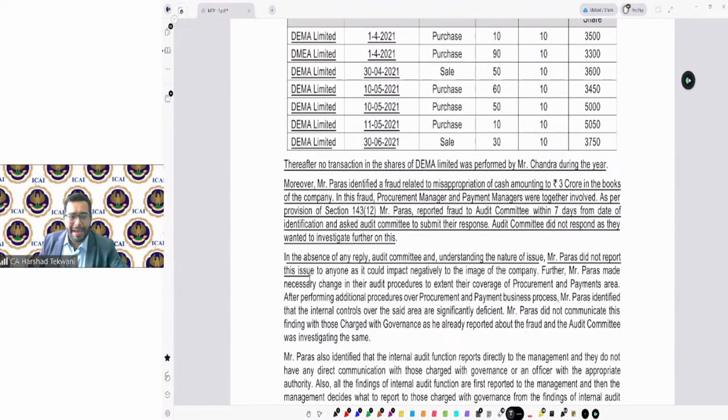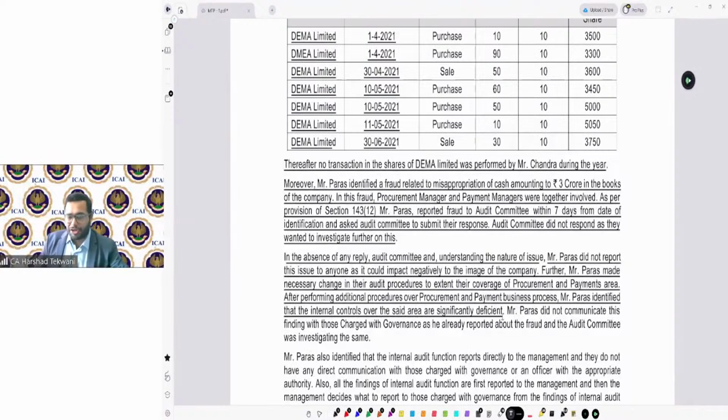Further, Mr. Paras made necessary changes in his audit procedures to extend coverage of the procurement and payments area. After performing additional procedures over the procurement and payment business process, Mr. Paras identified that the internal controls over the said area are significantly deficient. Mr. Paras did not communicate these findings to those charged with governance as he had already reported the fraud and the audit committee was investigating the same.